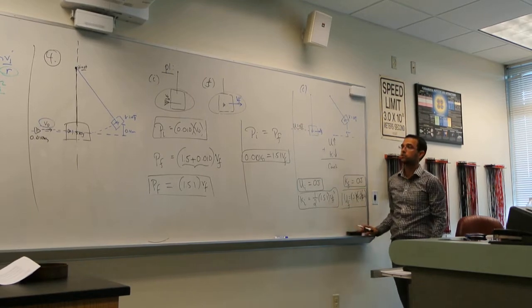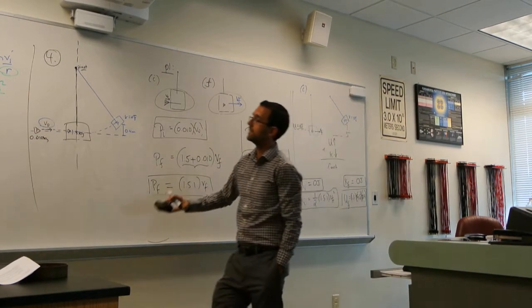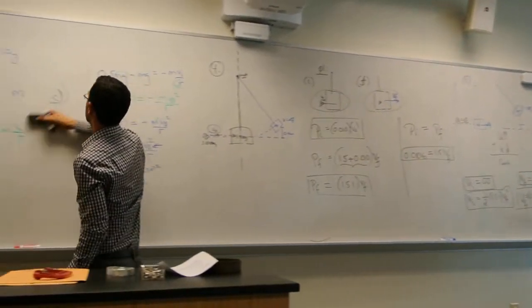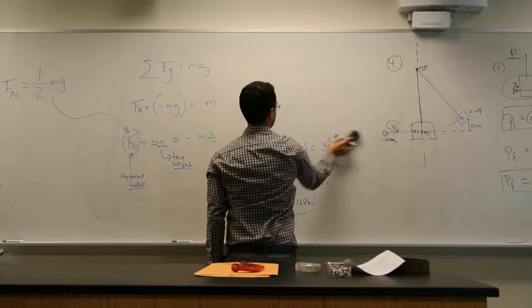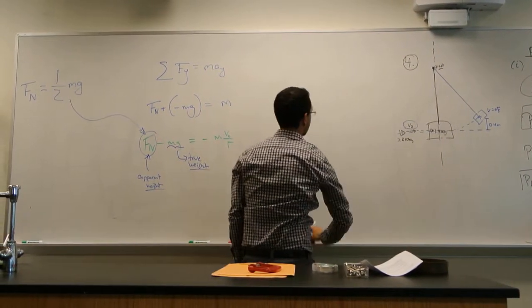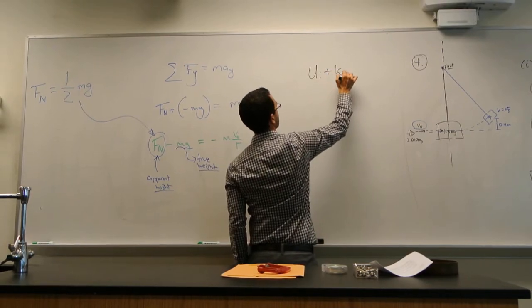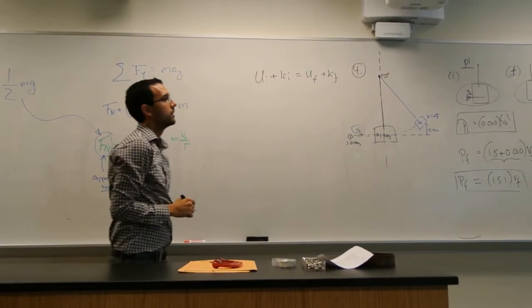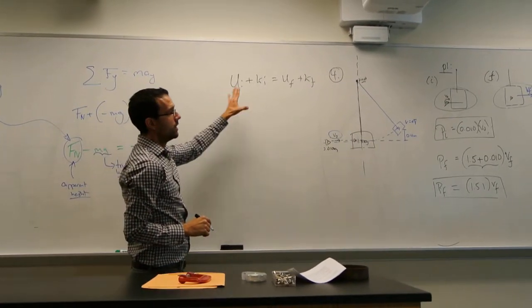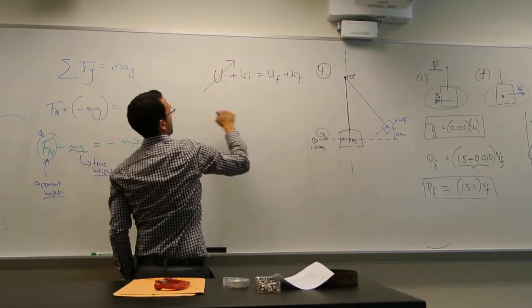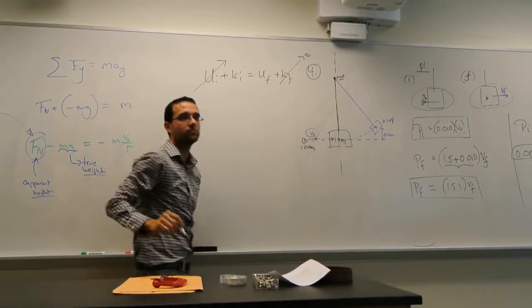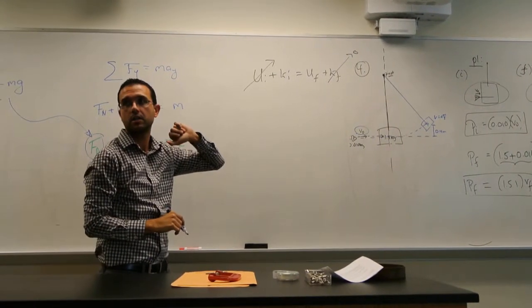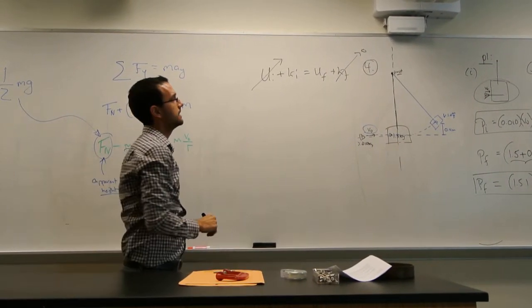Okay, so now what I'm going to do is insert this into the conservation of energy equation. So this is going to be U initial plus K initial equals U final plus K final. So my U initial in that case was 0. My K final was also 0. Does everybody agree with those two statements? So it becomes particularly easy in this case.